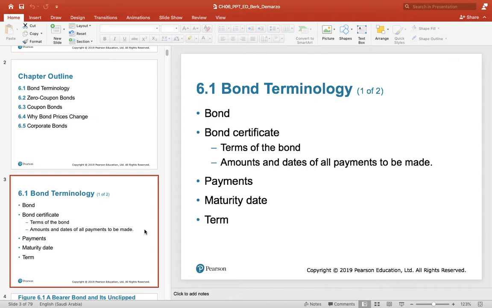Term of the bond varies. If it is a note, it will be up to 10 years. If it is a bond, it will be more than 10 years. So that will be the number of years the bond will continue paying the coupon. Once the term is finished, the bond will be repaid by the company to the bondholder.